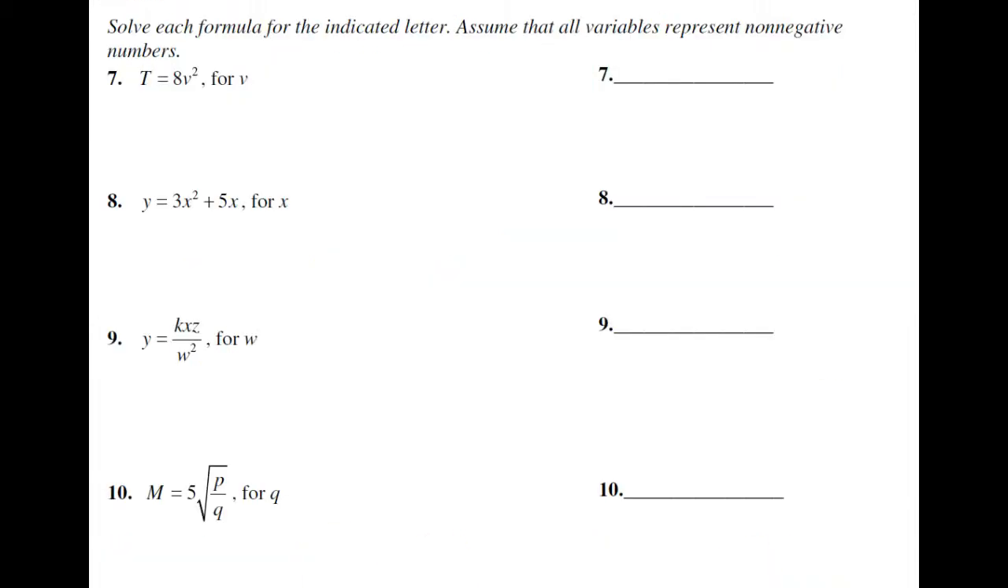Here we're going back to solving for a certain letter. So let me write this out here. T equals 8v squared. To get the v by itself, we're going to divide both sides by 8. That cancels that out. And then take the square root of this side and the square root of this side, leaving us with v equals the square root of capital T over 8.